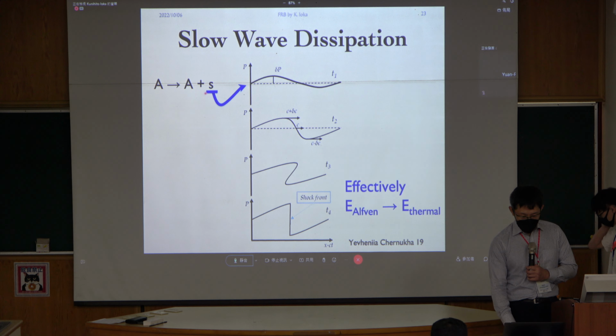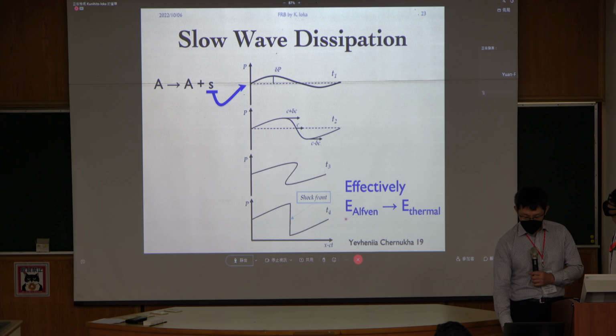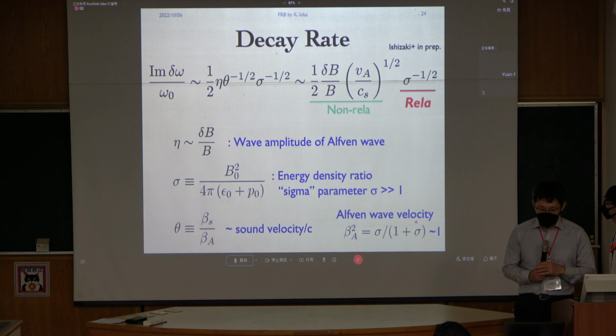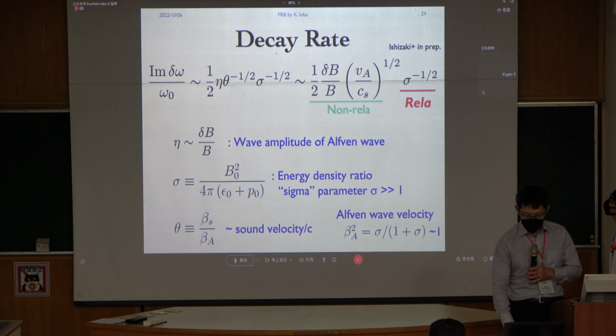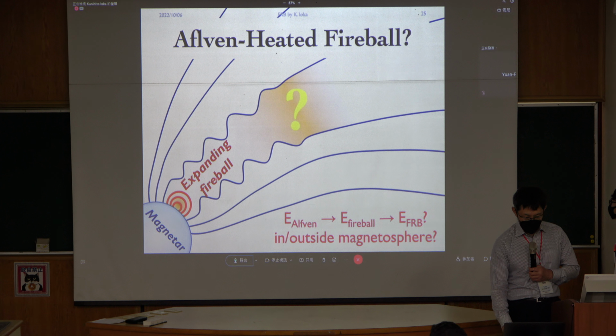And so the sound wave becomes dissipated into thermal energy like this. Usually the sound wave becomes nonlinear in a very short time scale, and this means that effectively the Alfvén wave energy goes into the thermal energy of the fireball. And this is a summary of the decay rate of the Alfvén wave. The decay rate is determined by the amplitude of the Alfvén wave, and also the sound speed of the matter, and also the sigma parameter. The sigma parameter is the energy density ratio between the magnetic field and matter. So something could happen in this expanding fireball due to the Alfvén wave decay.